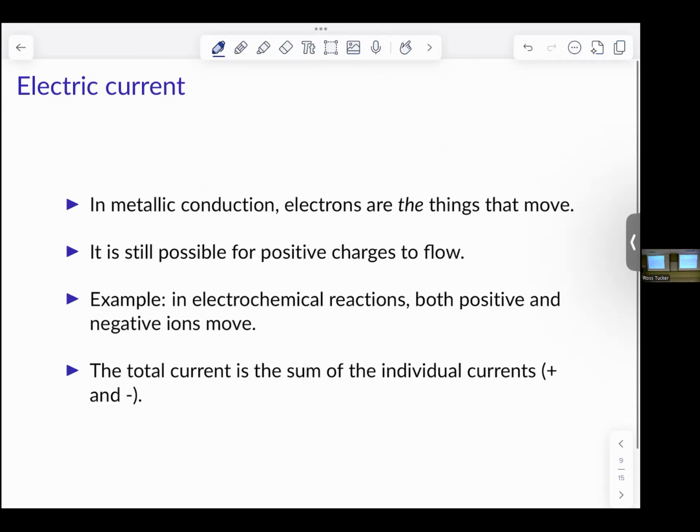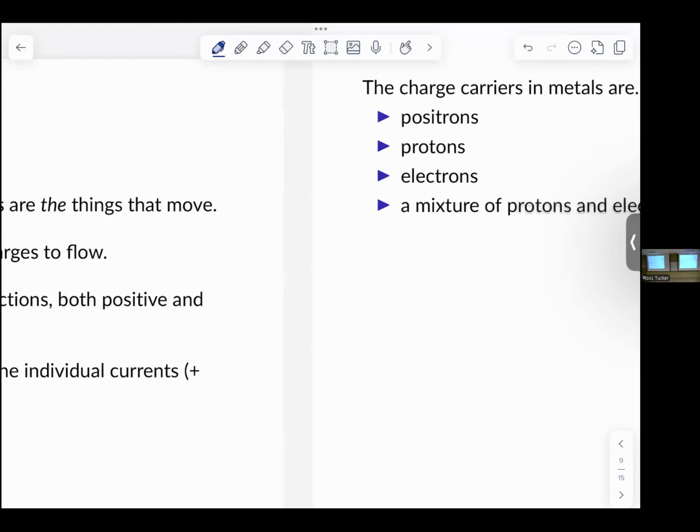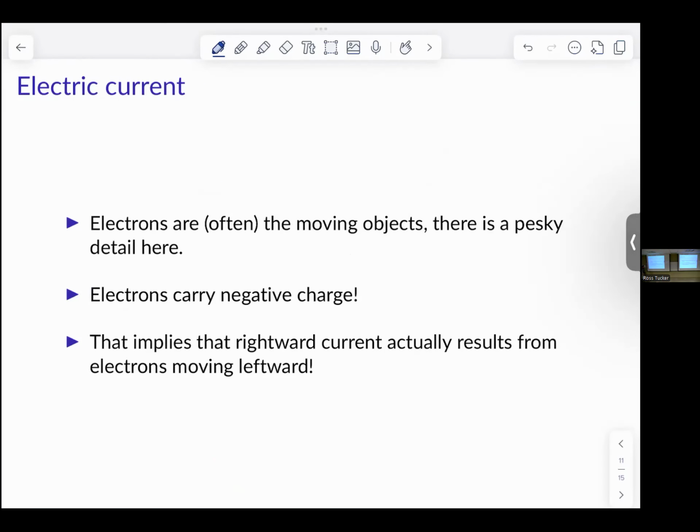Okay, so what's the takeaway? Well, the takeaway: electrons are negative.